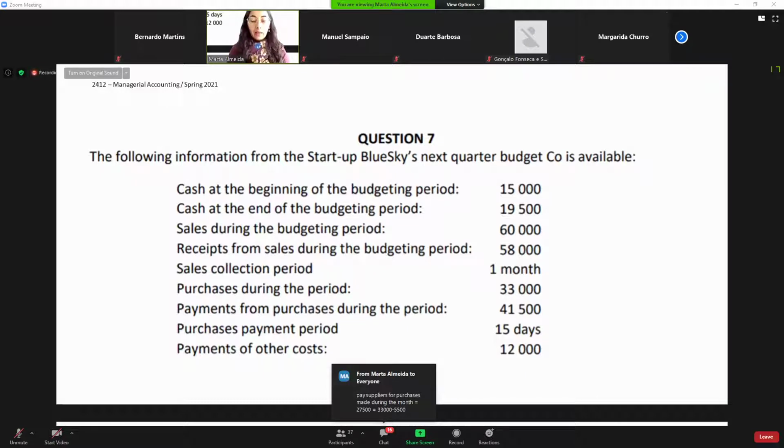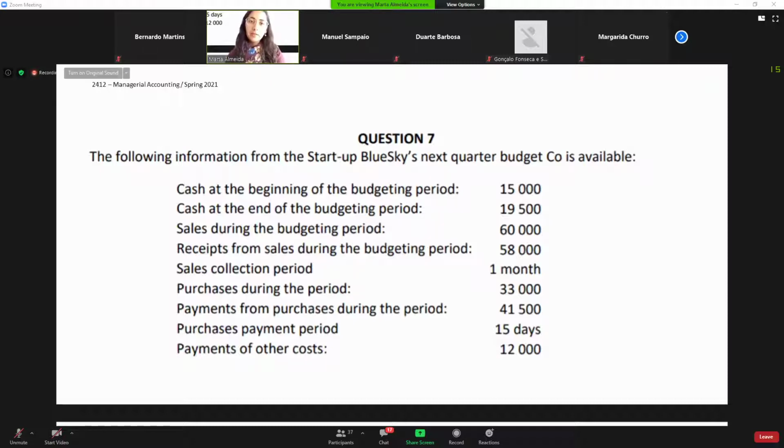Okay? To calculate the payables at the beginning, we calculate 41,500 minus the 27,500, which is 14,000. Okay. Questions on this?